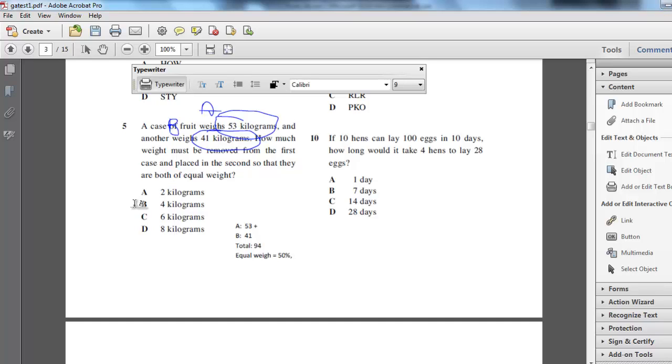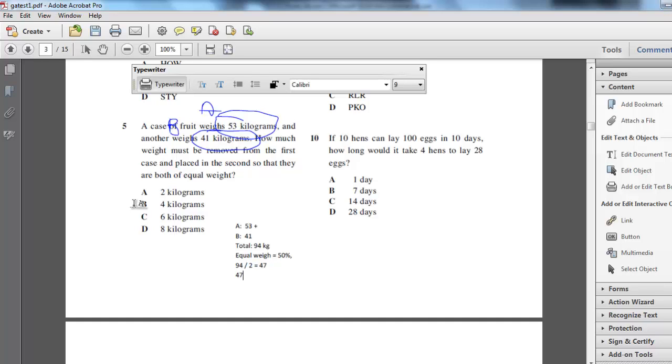Okay, so if both cases are equal weight and the total is 94 kilograms, what would you do? Quite simply, you divide 94 by 2. So simple division, 9 divided by 2 is 4, remainder 1. So 14 divided by 2 is 7. So you've got 47 kilograms.